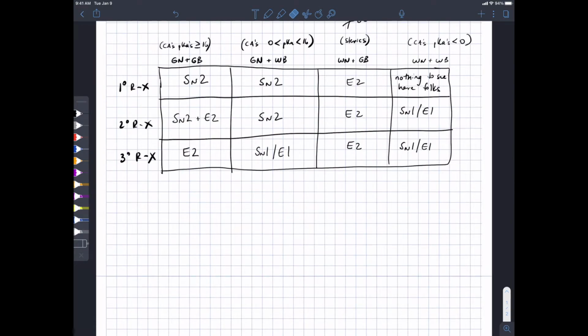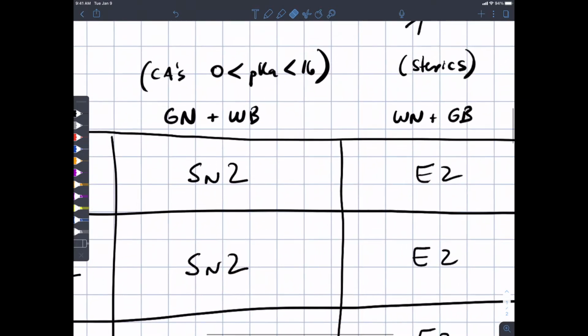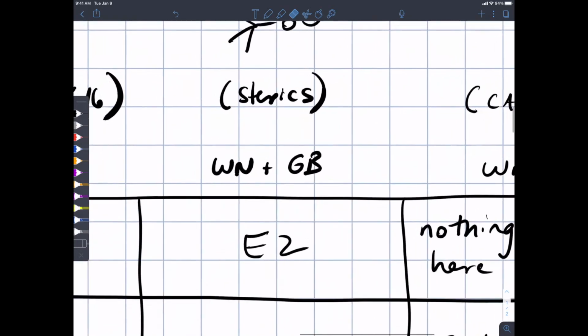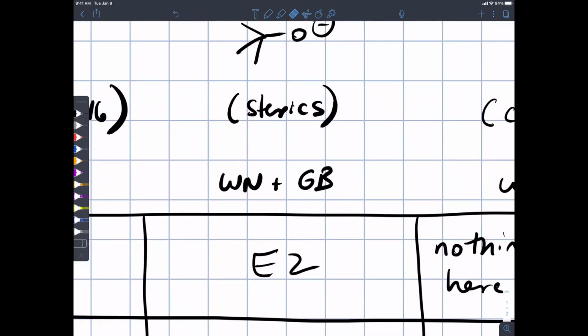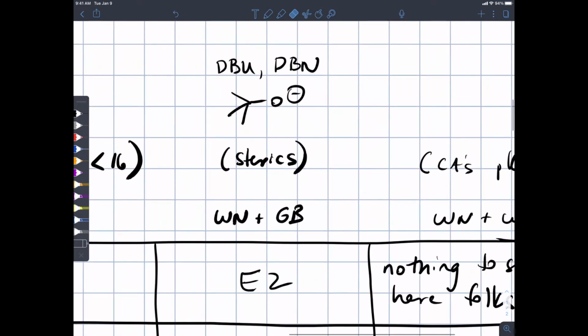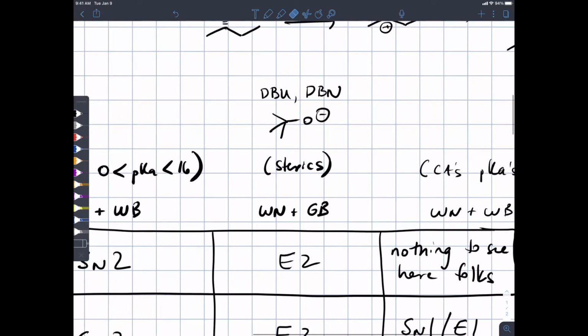What does the pKa say about the weak nucleophile and good base? It doesn't. There's no pKa limit there. You're looking for sterically hindered bases. Generally, they're strong. They do generally fall into this category of conjugate acid with pKa greater than 16. But the thing that makes them bad nucleophiles is just because of sterics.